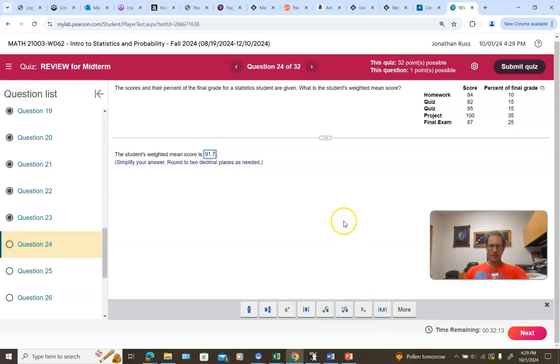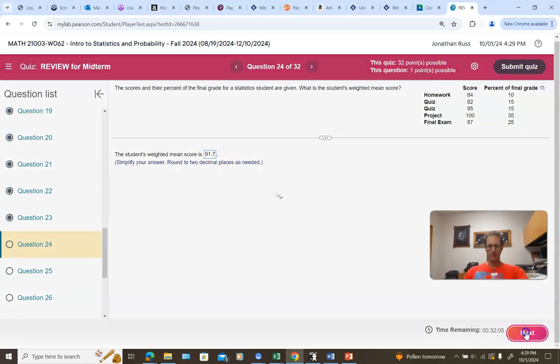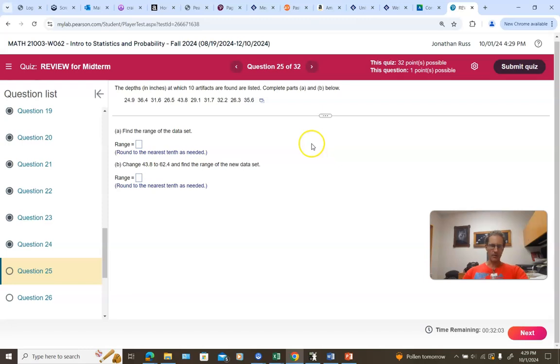Okay. This has rounded to 2 decimal places. Oh, okay, as needed. Okay, well, we don't need to, because anyway, that would be the average. All right, let's look at this one.